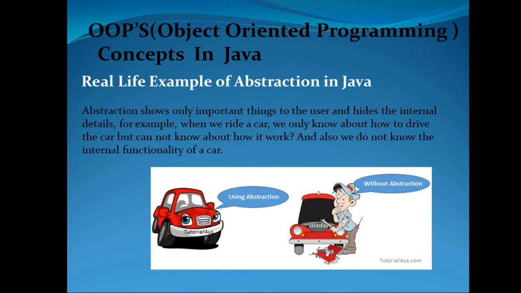So this is a real life example of abstraction in Java. Abstraction shows only important things to the user and hides the internal details. For example, when we ride a car, we only know how to drive the car, but we do not know how it works. We also do not know the internal functionality of the car. This is the scenario when we use abstraction, but this is the scenario without abstraction, as shown in the diagram. Please note this diagram.